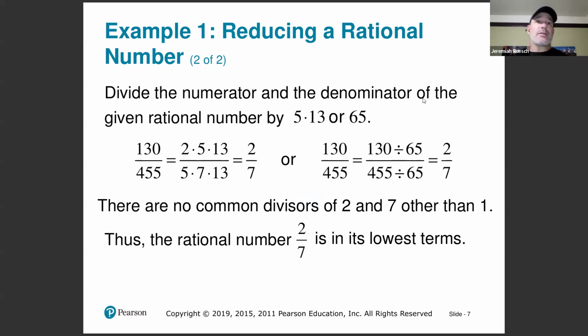So writing those out then, we see that the 65s will cancel from the numerator and the denominator. And that then leaves, of course, 2 over 7. And so 2 over 7 is in lowest terms. Another way of saying that is 2 and 7 are relatively prime to one another. Their GCD is 1.